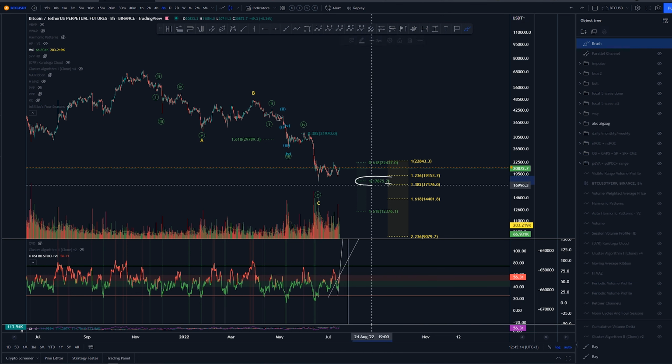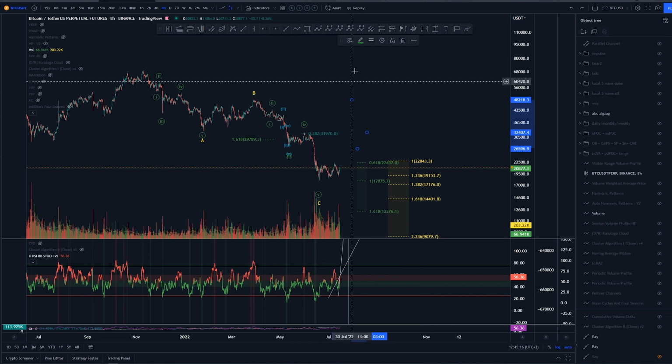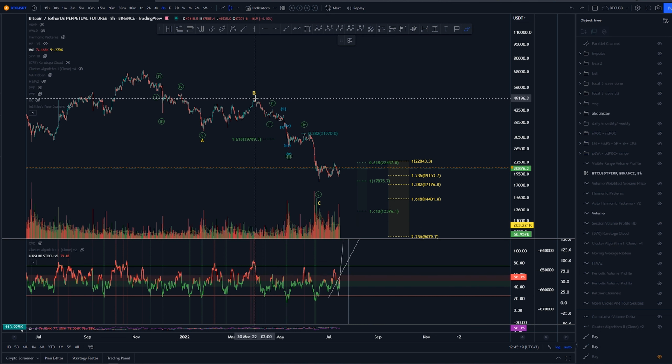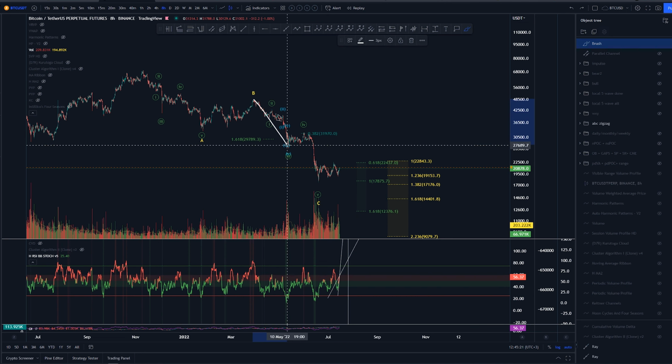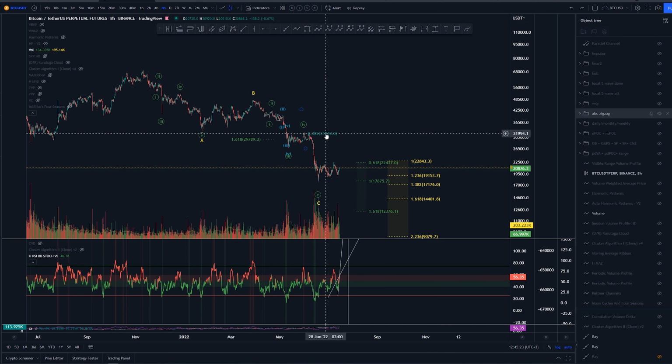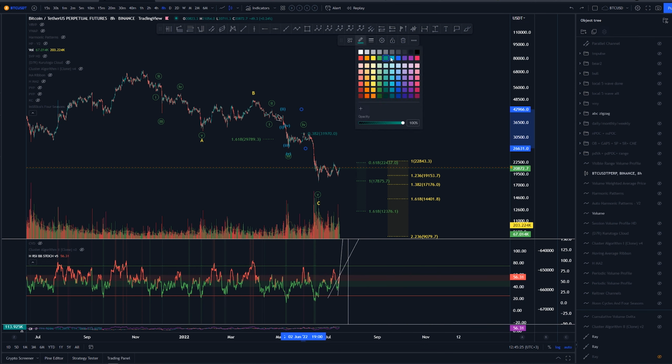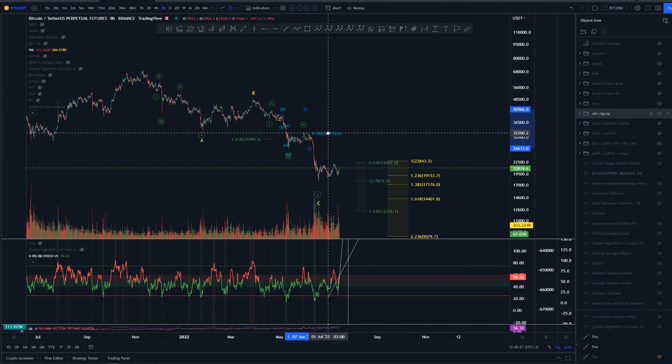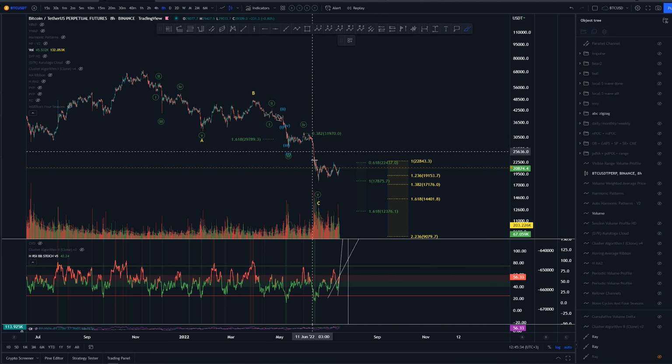We're getting to the 1-to-1 extension target here if we are measuring this from the 0 point to 3 and pivoting from the 4th. This is in the wrong color. That is still in the wrong color. There we go. And yeah, right into the 1-to-1 extension target.